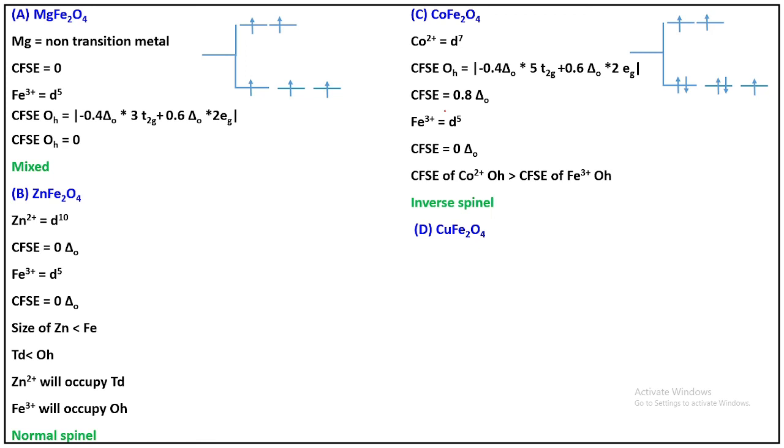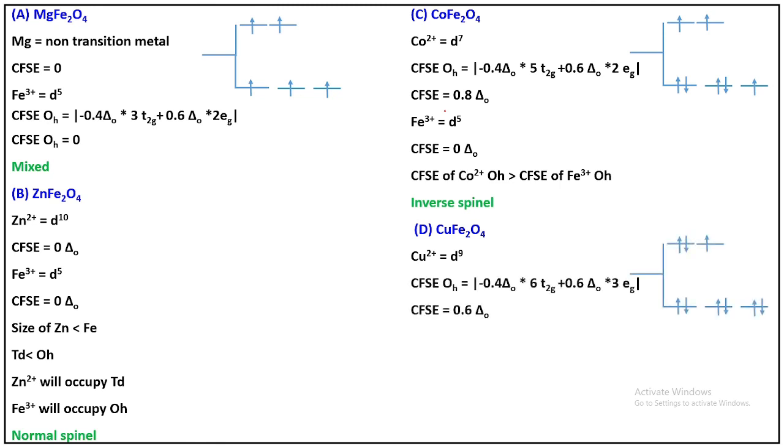And the last option given is CuFe2O4. Cu2+ is d9 configuration, and the CFSE is 0.6 delta O, and for Fe3+ CFSE is 0. So in this case also, CFSE of A2+, or Cu2+, in octahedral is greater than CFSE of Fe3+, the B3+ ion, in octahedral, and hence CuFe2O4 will also be an inverse spinel.